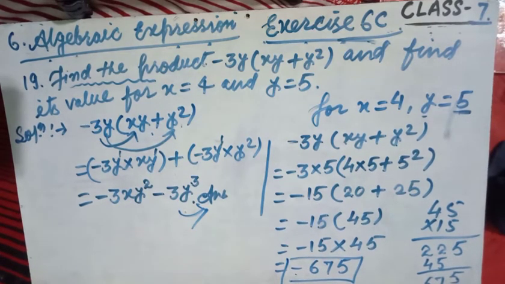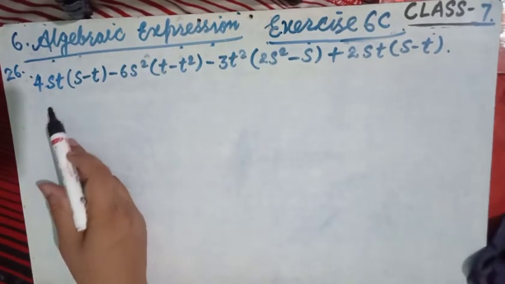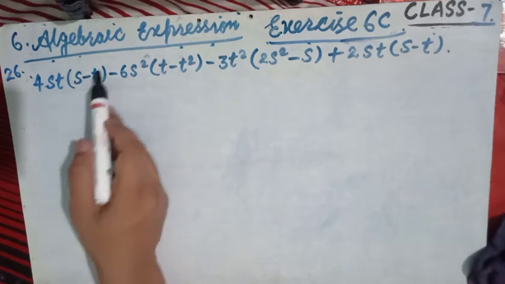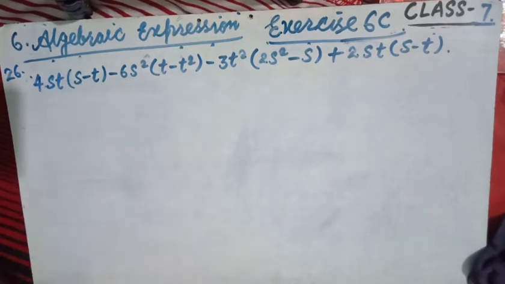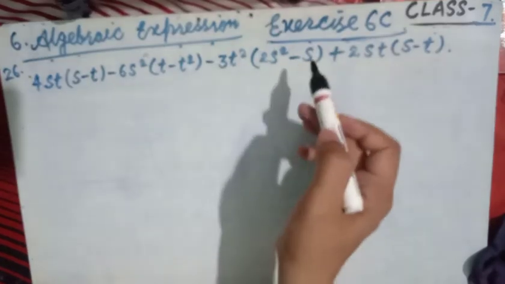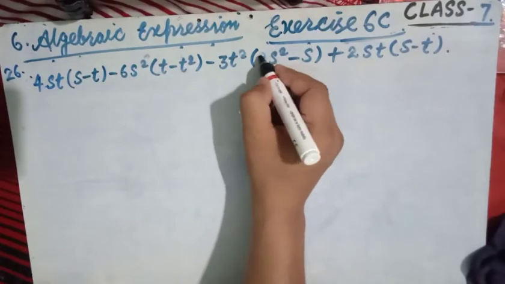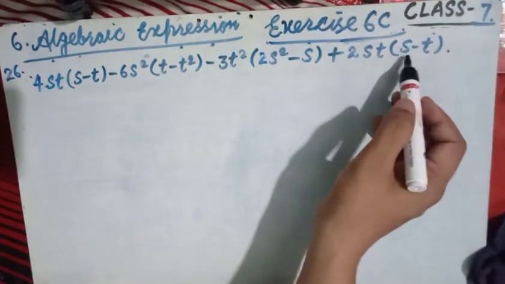I hope you will be clear. Now students, see the last question, question number 26. Now we have to find the product: 4st(s - t) - 6s²(t - t²) - 3t²(2s² - s) + 2st(s - t).